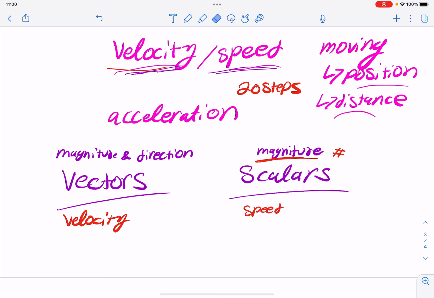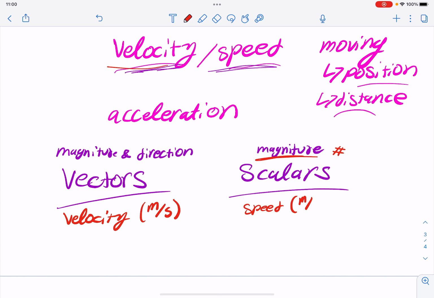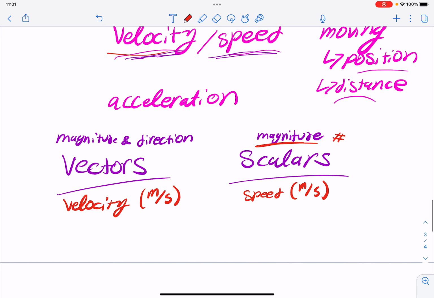So now, just measurements, right? Both velocity and speed are measured in meters per second. Okay? The only difference is one has a direction and one does not.